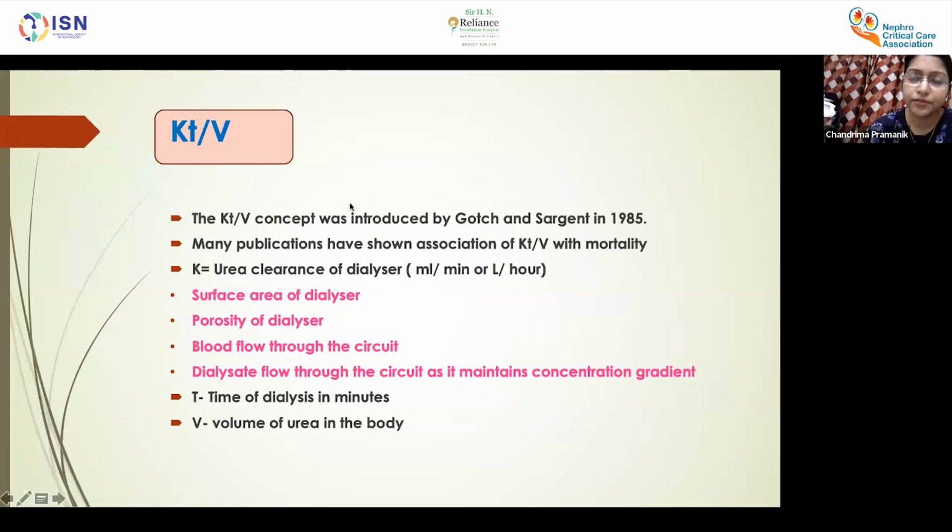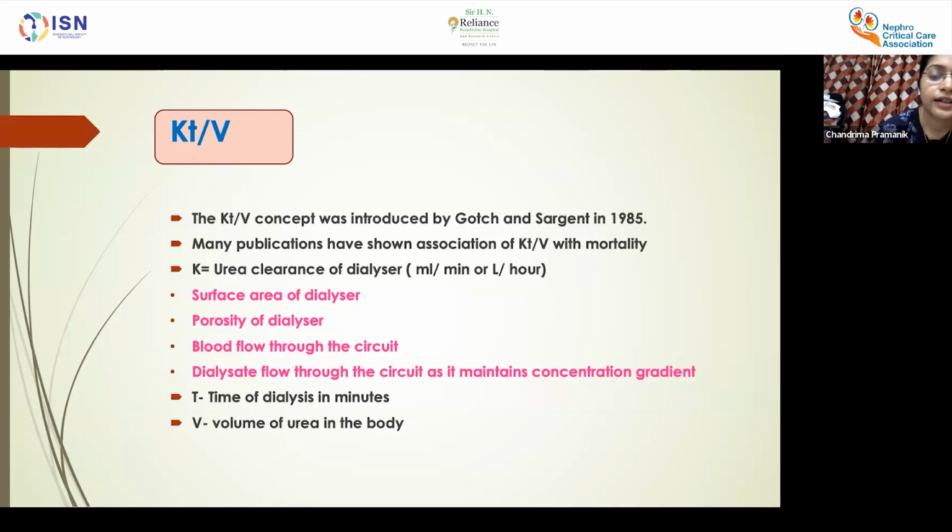Next is the KT by V. It is a concept which was introduced by Gotch and Sargent in 1985. Many publications have shown the association of KT by V with mortality. So what is KT by V? K is equal to urea clearance of dialyzer, which is mainly marked by milliliter per minute or liter per hour. It depends on the surface area of dialyzer, porosity of dialyzer, blood flow through the circuit, and dialysate flow through the circuit, as it maintains the concentration gradient.